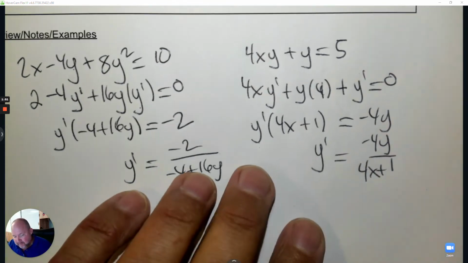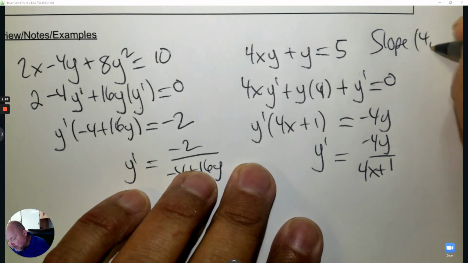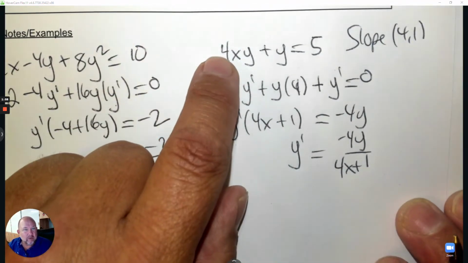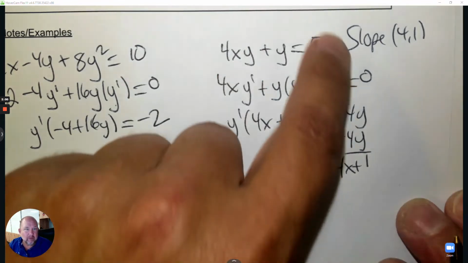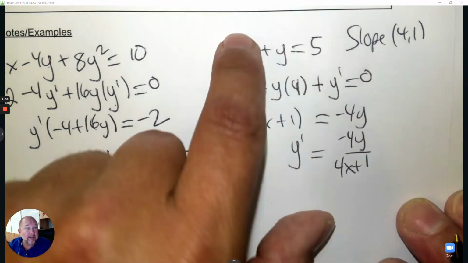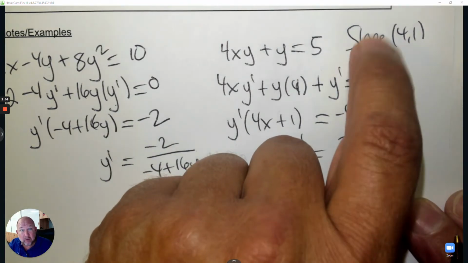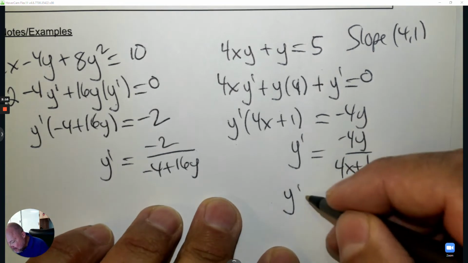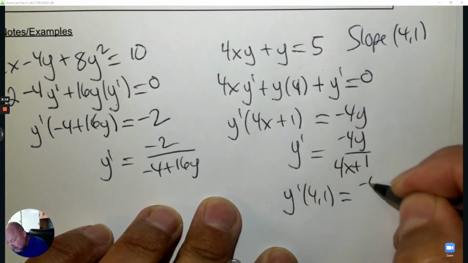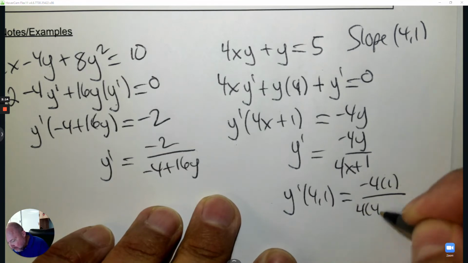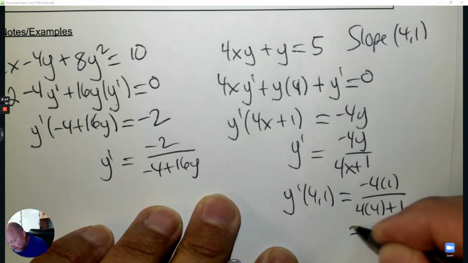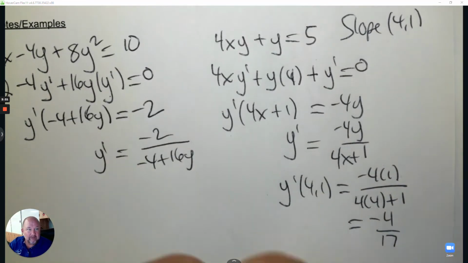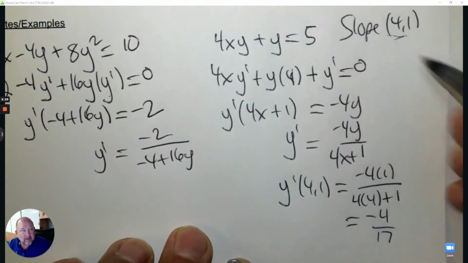If you are asked to find the slope at a point, at this step, I don't even know if that works. So 4 times 1, doesn't matter if it works. If I plug it in, it should equal 5. It may not equal 5. But what matters is if you're given a slope at a point, once you have your answer, you then have to plug in that point to get it. So y is 1, x is 4, and then you have your answer, which in this case is negative 4 over 17. So sometimes you've got to plug in that point to your answer at the end.